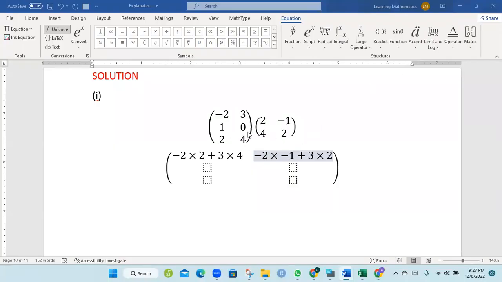Now we're going to use the second row, which is 1 and 0. And we're going to multiply 1 and 0 to 2 and 4, 1 and 0 to -1 and 2. So 1 times 2 plus 0 times 4. And then 1 times -1 plus 0 times 2. So we're going to the third row now, which is 2 and 4. So 2 times 2 plus 4 times 4. And then 2 times -1 plus 4 times 2.